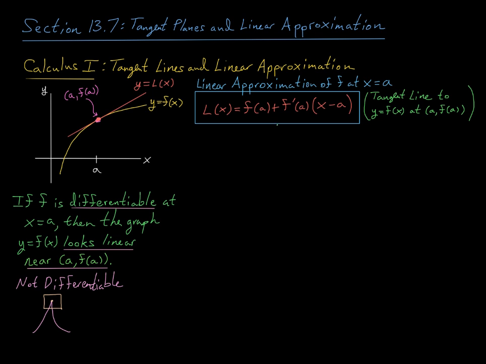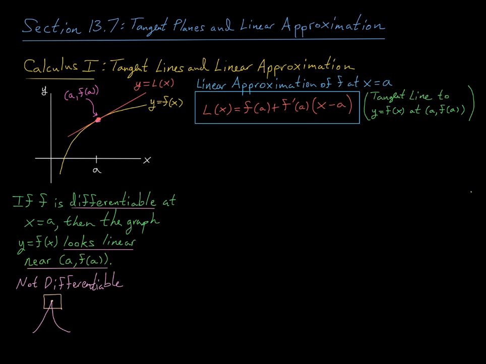And what makes this thing special? Well, it passes through our point, a comma f of a. That's why you're seeing this a here and f of a. That's just really the y coordinate. And then the slope of this line is what? Well, it's equal to the slope of our curve at the point x equals a. So in other words, the slope of your linear approximation is just the derivative of your function evaluated at a.